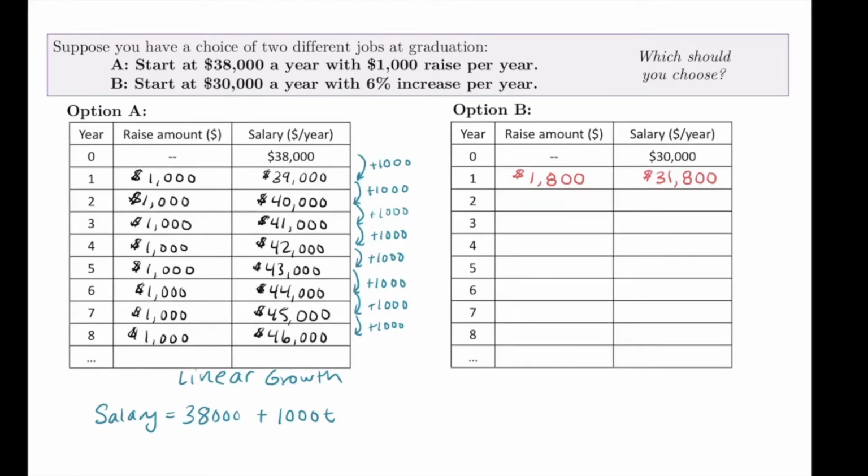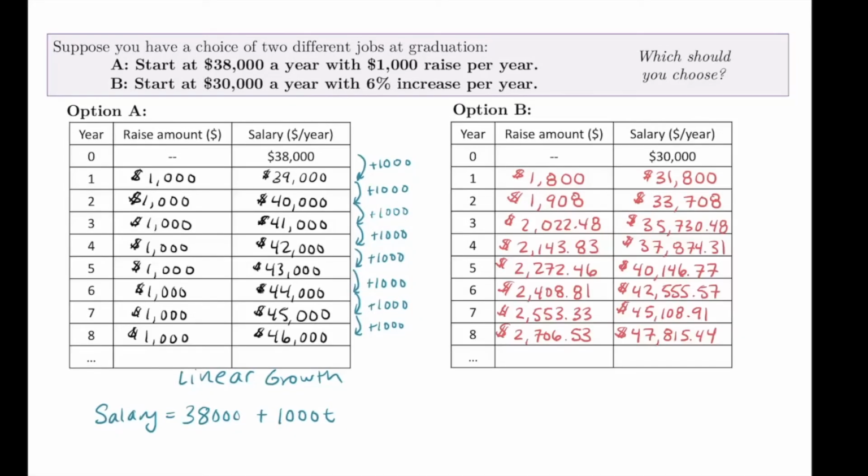If we look at this new salary, we're going to get a 6% increase from that in the next year. So if we multiply that by 0.06 to get our 6%, that comes out to be 1,908. We're going to add that to the 31,800, and that comes out to be 33,708. Now we're still very far behind. We're not even to the starting salary of the previous option. Let's keep going and see what our raise amounts will be each year.